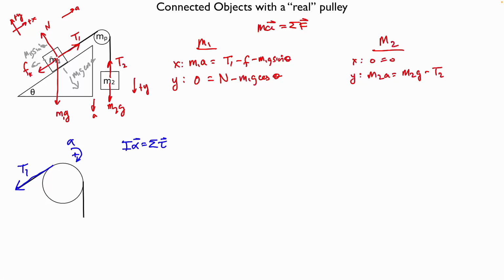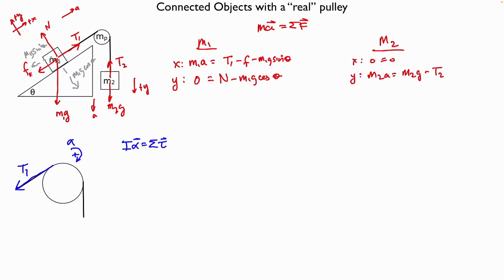We kind of said that, didn't we? We said acceleration was up the slope. We said acceleration was down for mass 2. And so that means we want to set alpha, the positive direction, to be clockwise in order for these things to all be consistent.